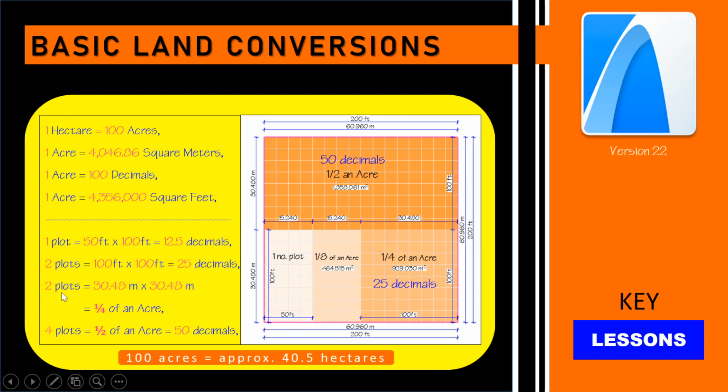And also understanding that, for instance, half an acre is the equivalent of 2 plots, or 50 decimals is the equivalent of 4 plots of 50 by 100 feet. Ultimately, we also understand that 100 acres is approximately equal to 40.5 hectares. This division here can really tell you how that is achieved.